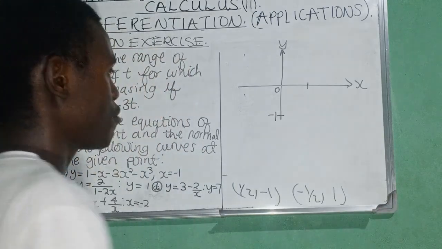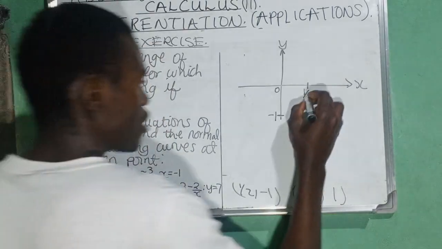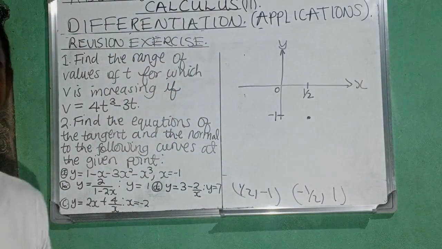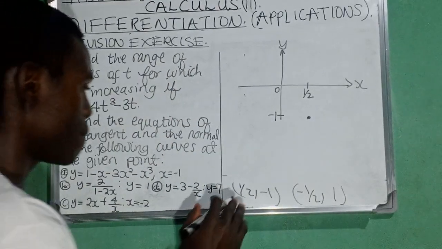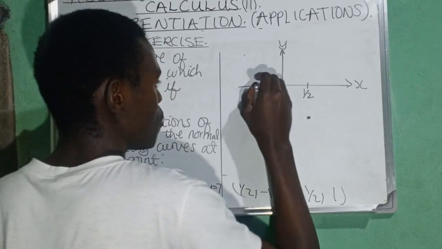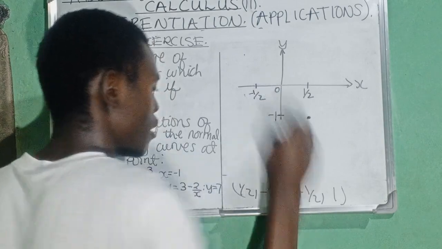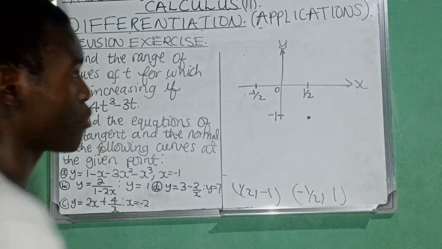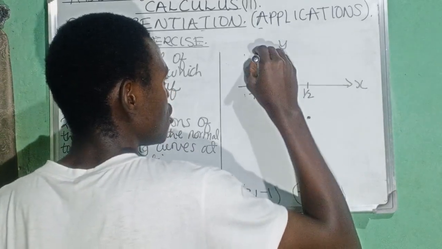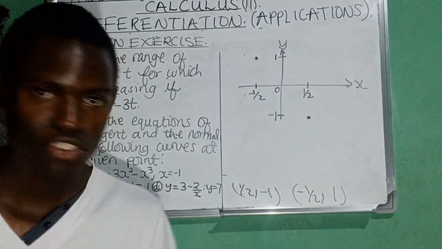And then you're going to have, let's write it down. So positive half, comma, negative 1, and the coordinate is going to be somewhere there. And then the next one is going to be a negative half. Negative half can be somewhere here. And then a positive 1. Positive 1 can be somewhere here. So it's going to be there. So we have the 2 stationary points.